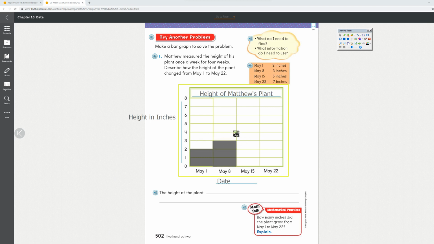May 15 stops at 5. So let's do May 15. And then May 22nd goes all the way to 7. So let's go all the way up to 7.